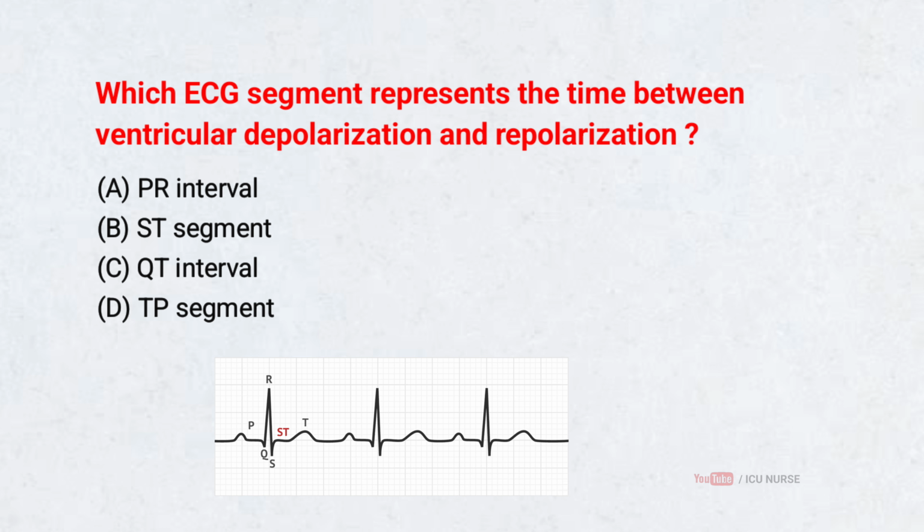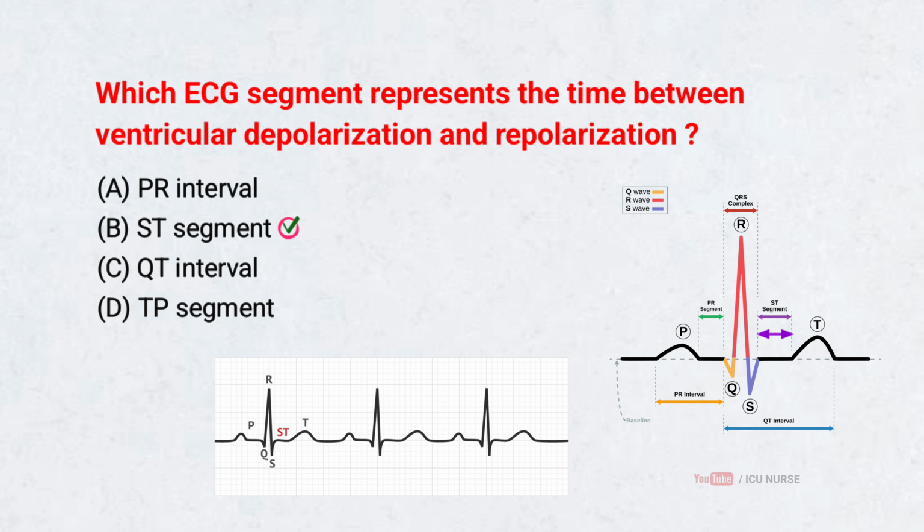Which ECG segment represents the time between ventricular depolarization and repolarization? A. PR interval. B. ST segment. C. QT interval. D. TP segment. Correct answer B. ST segment. The ST segment reflects the period when the ventricles are fully depolarized and before they start repolarizing. It is normally flat, and any elevation or depression suggests myocardial ischemia or injury.